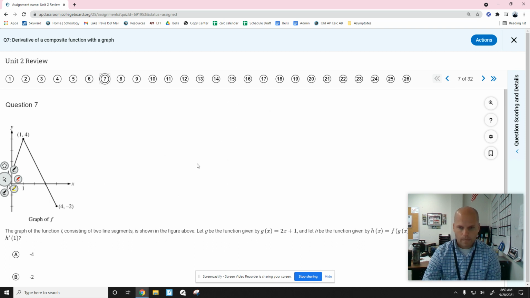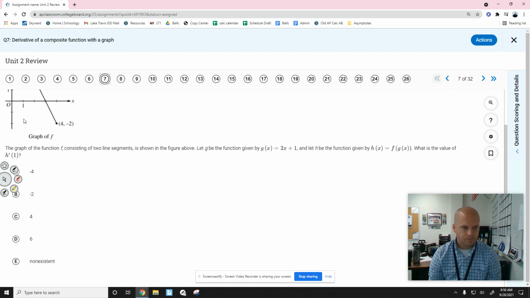All right, it's a good question. What's the value of h prime of 1? G is 2x plus 1. There's two ways to do this. I'm going to just go ahead and say, well, if g is 2x plus 1, let's plug that in for g. And h of x equals f of 2x plus 1. And then the question is, what is h prime of 1?